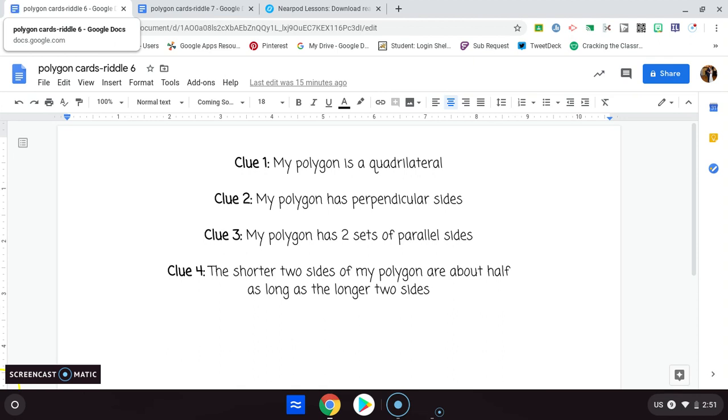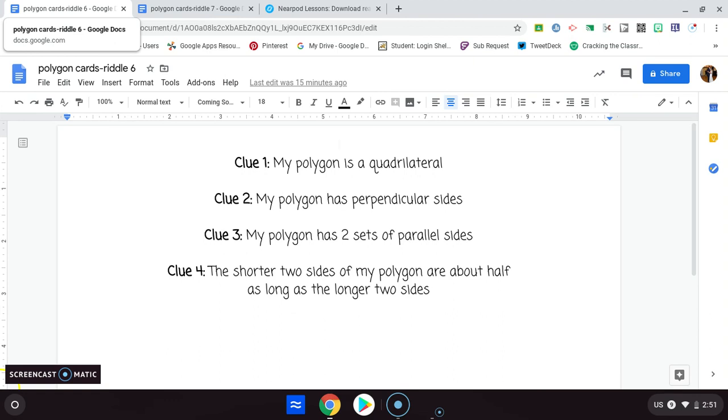Clue 2. And go ahead and pause if you need to, because I'm going to go through these. So just hit the pause button if you need it. My polygon has perpendicular sides. That means sides that touch and form a 90-degree angle. So you're looking to see which ones touch and form 90 degrees.